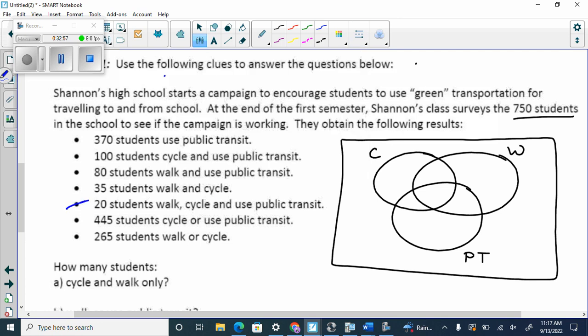So 20 students walked, cycled, and used public transit. So that's going to go here. Then we go to the alls, then we go to the ands every single time. Alls to the ands. We're moving from small shape to larger shapes. That's how we work. So we go to our ands.